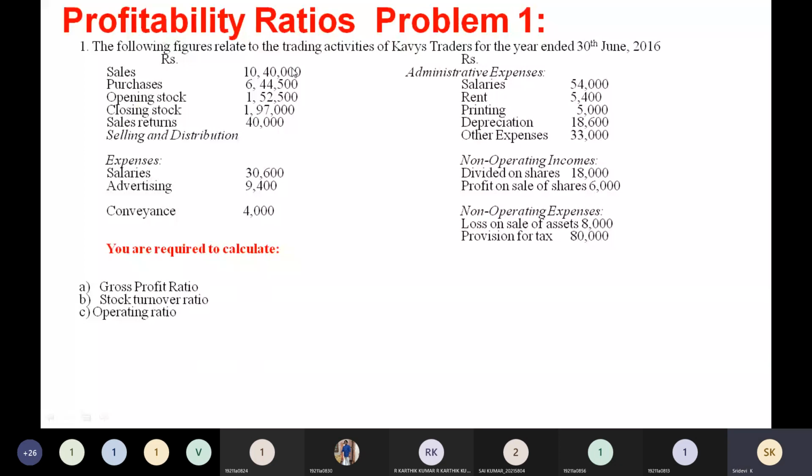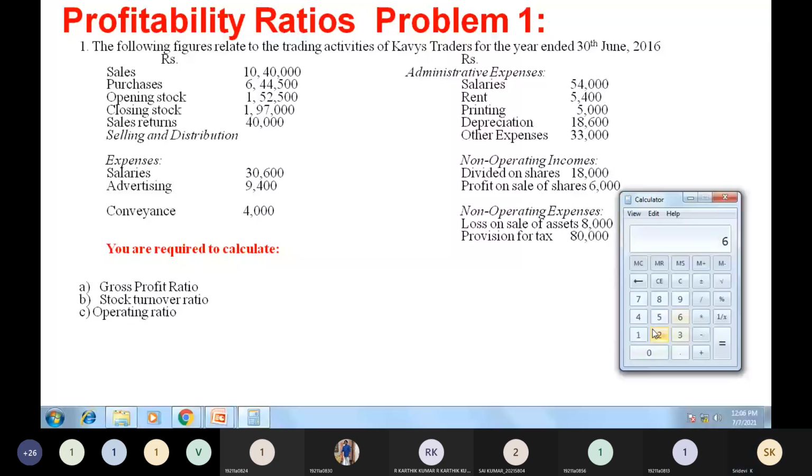1,52,500 plus 6,44,500. You add both, this opening stock plus purchases, no? So how much will you get? How much is it? 6,44,500 plus 1,52,500. Be careful while taking the values. Okay, so this will give you how much?